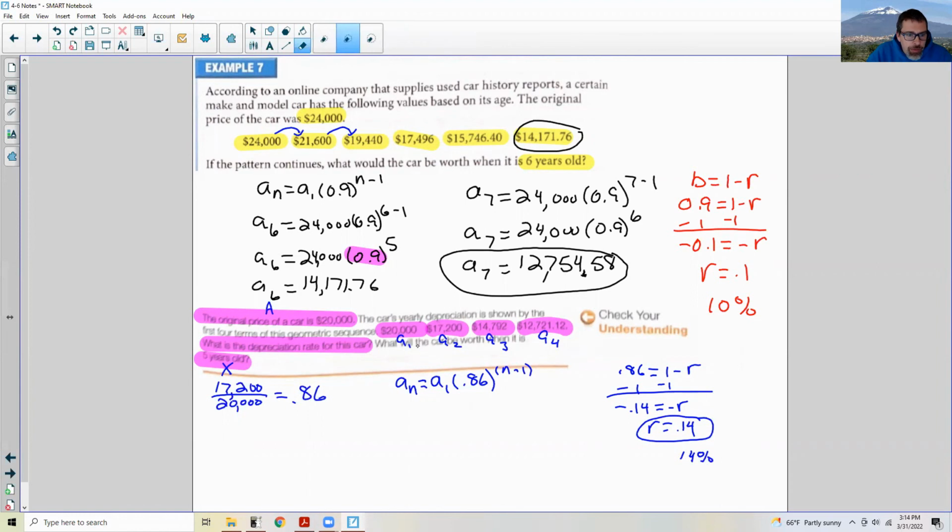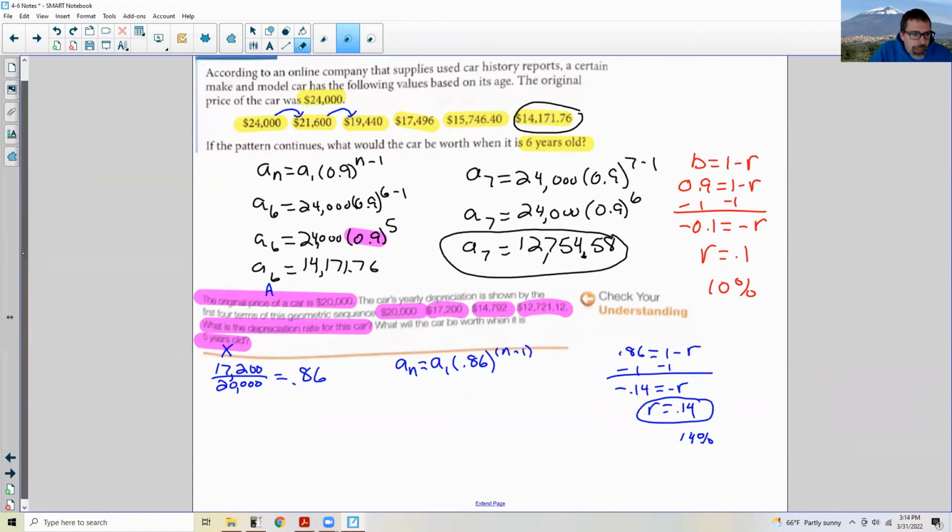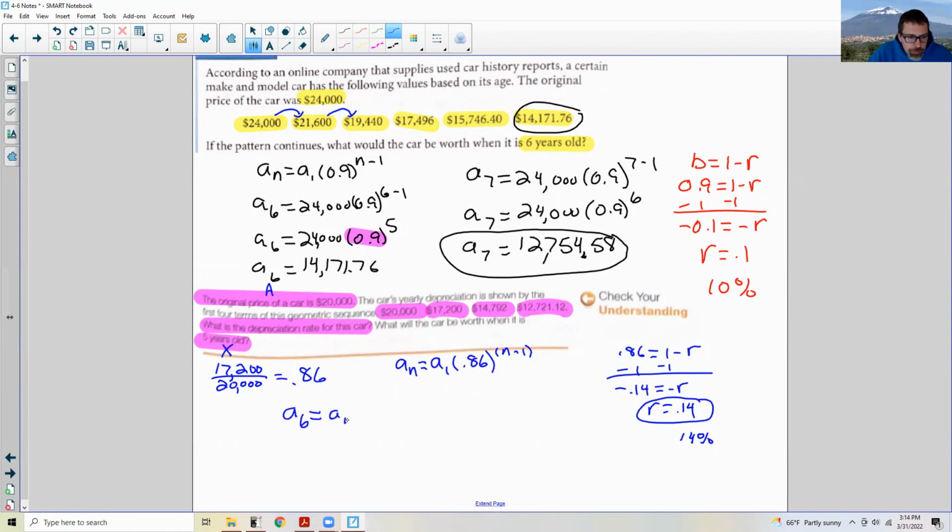So let me erase all of this now. And now it says, what will the car be worth when it is 5 years old? Now that'd be A sub 6, right? Because new is year 0. First year is A sub 2. So 5 years would be A sub 6. So I want to find A sub 6, which equals A sub 1 times R to the n minus 1.